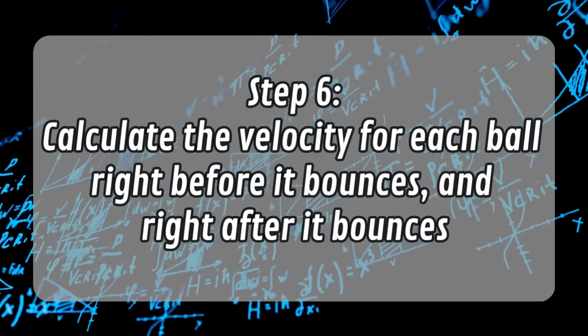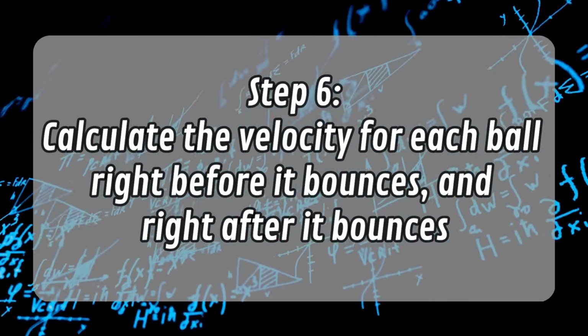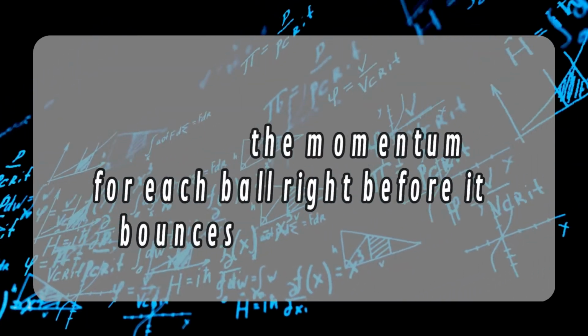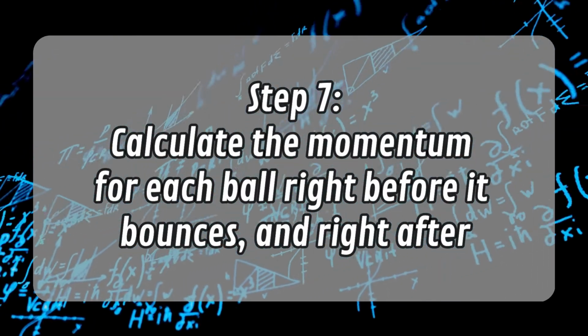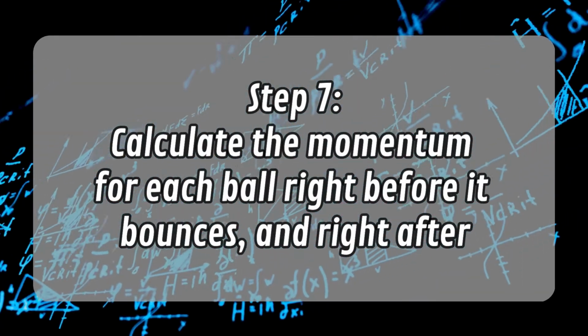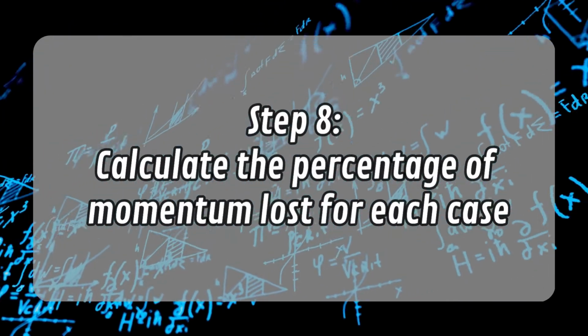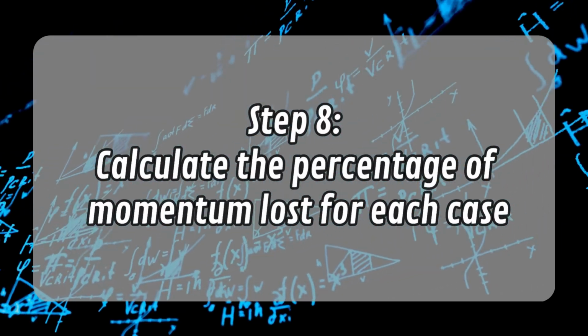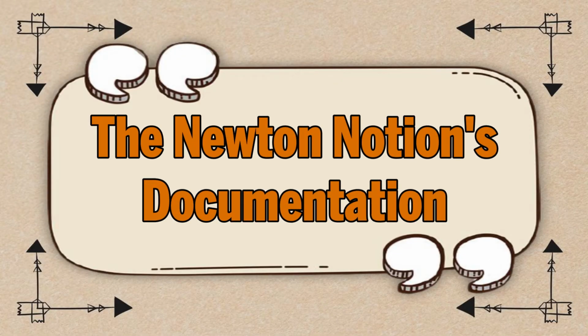Calculate the velocity for each ball right before it bounces and right after it bounces. 7. Calculate the momentum for each ball right before it bounces and right after. 8. Calculate the percentage of momentum loss for each case. We are now going to show you a short documentation of our group's laboratory experiment.